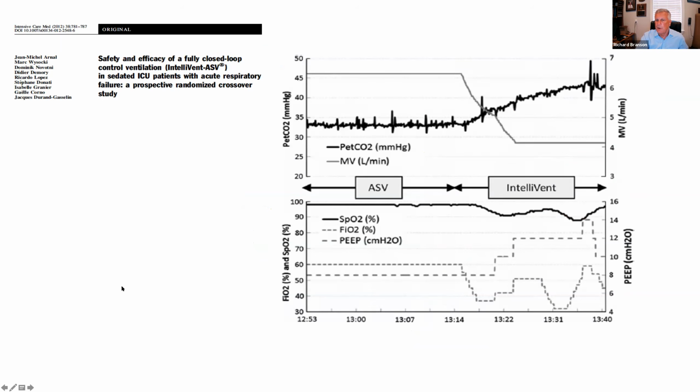From that same paper, looking at a crossover between when the patient's on ASV, where the clinician is setting the PEEP and the FiO2, no surprise, there are very few changes. But during IntelliVent, you have a change in the FiO2 and the PEEP to meet a set SpO2. So we see all the things I've been talking about. Patients hyperoxic on an FiO2 of 60% and a PEEP of about 8 or 9 centimeters of water. You switch to IntelliVent and you have more variability in the SpO2. You see the end tidal CO2 start to rise and the minute ventilation come down. Again, just comparisons of how these things work.